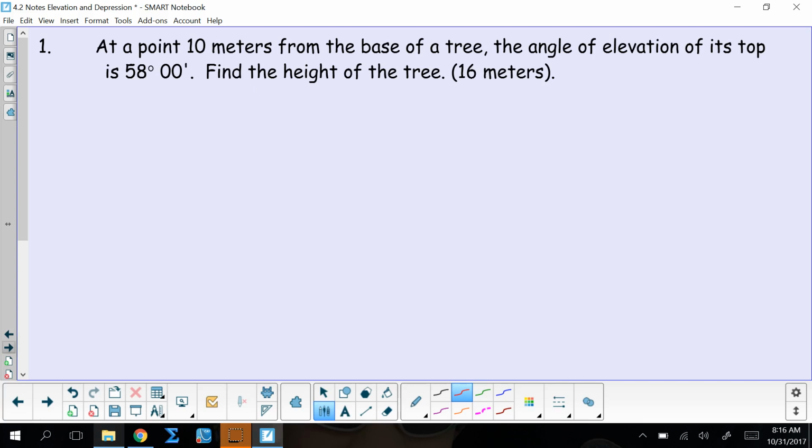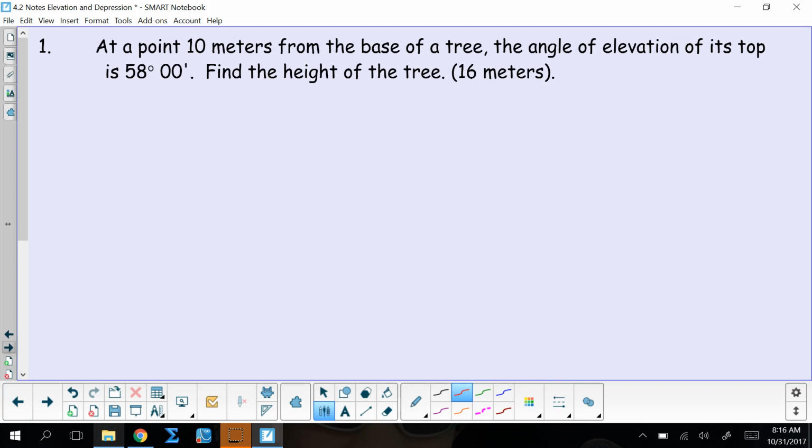So, this is number one. At a point, 10 meters from the base of the tree, the angle of elevation of its top is 58 degrees 0 minutes. Find the height of the tree, and then we said that the height of the tree is 16 meters.